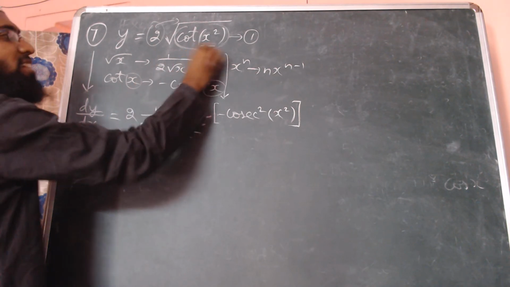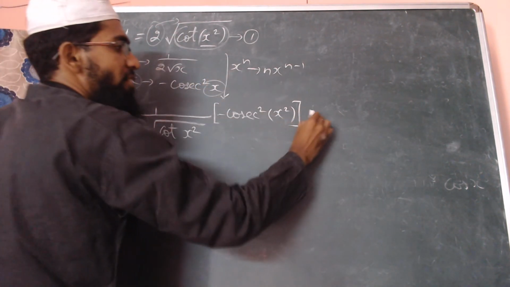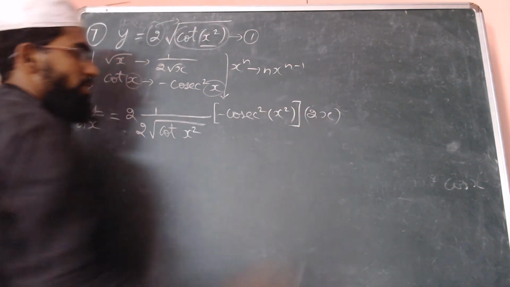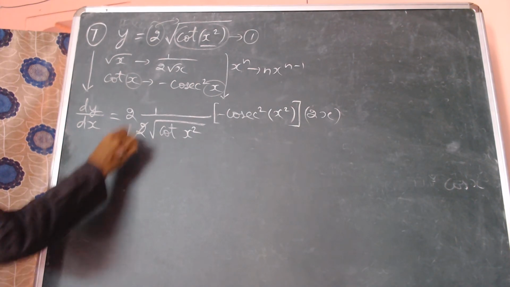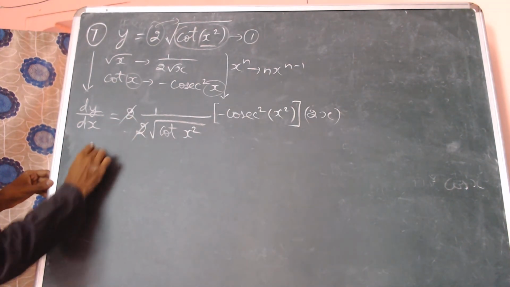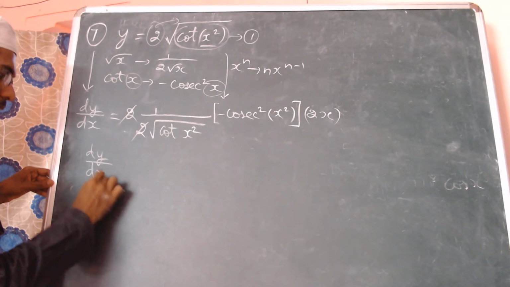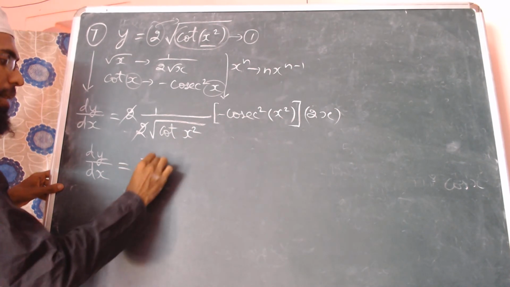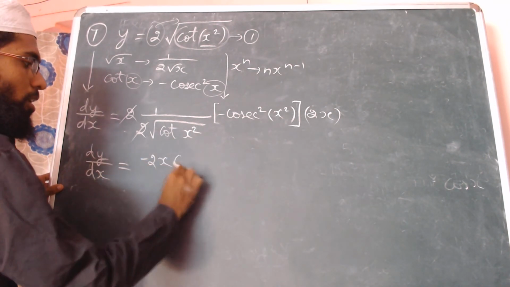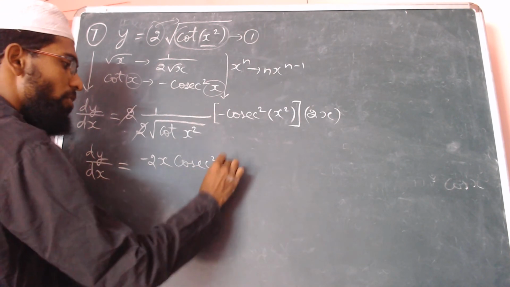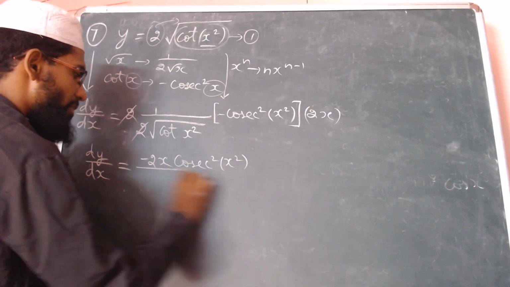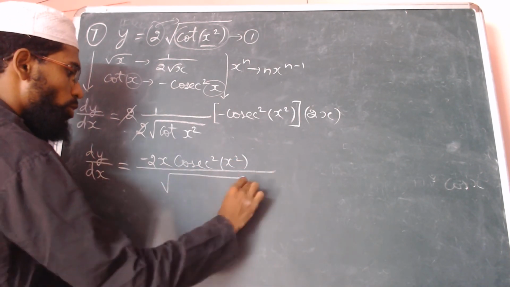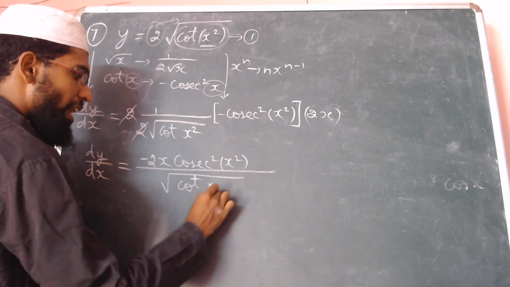Now I have to differentiate that x square according to this formula. Derivative of x square is nothing but 2x. Now what I can do? I can cancel this 2 and this 2. What I'm getting is dy by dx equal to minus 2x cosecant square of x square divided by root of cot of x square.